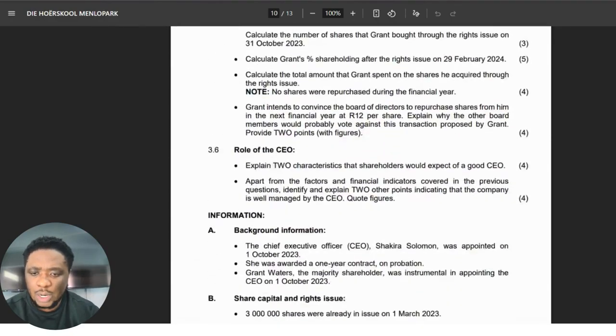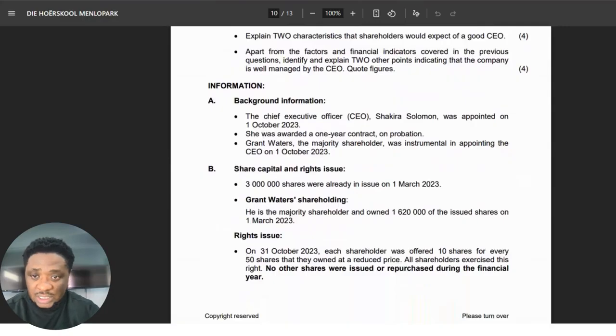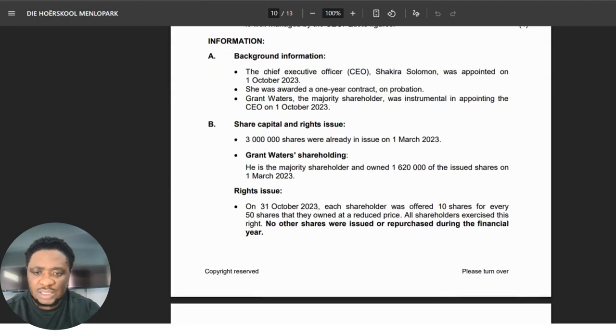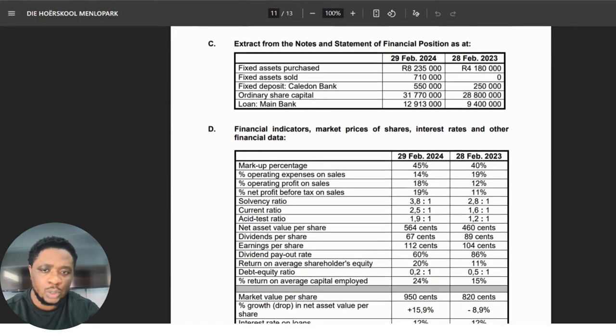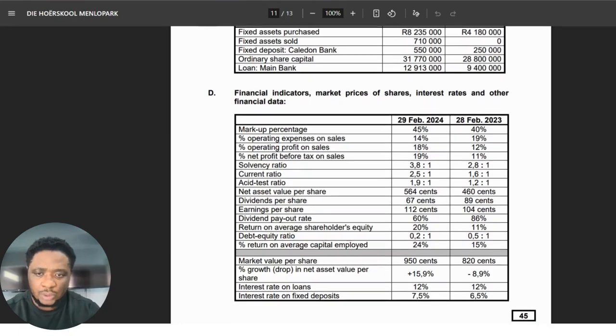So let's look for our profitability ratios in this information here. Let's look at the background information. The CEO, Shakira, was appointed on 1 October 2023. She was awarded a one-year contract on probation. Grant Waters, the majority shareholder, was instrumental in appointing the CEO. Then there's this information about shares, but it's perhaps at the last part where we get most of the information about the profitability. Firstly, we have the markup percentage, but the markup percentage is basically just between sales and cost of sales.